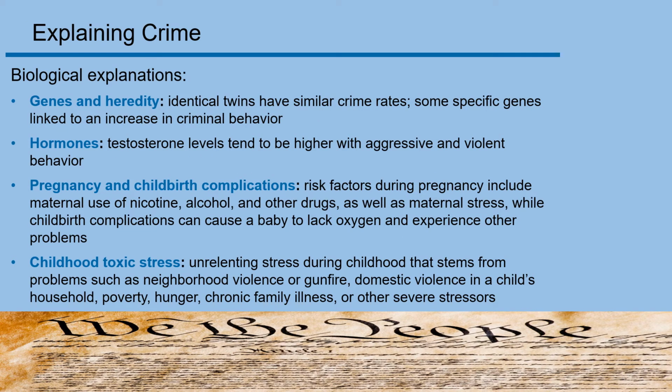So the book presents four biological explanations on why people are more likely to commit crimes. Genes and heredity. Short version is people are born more likely to commit crimes. One of the pieces of evidence proponents of this theory cite is that identical twins tend to have similar crime rates. That probably ignores a whole bunch of socialization and environment, where identical twins tend to grow up together, have the same life experiences together. So probably that's not as strong a piece of evidence.